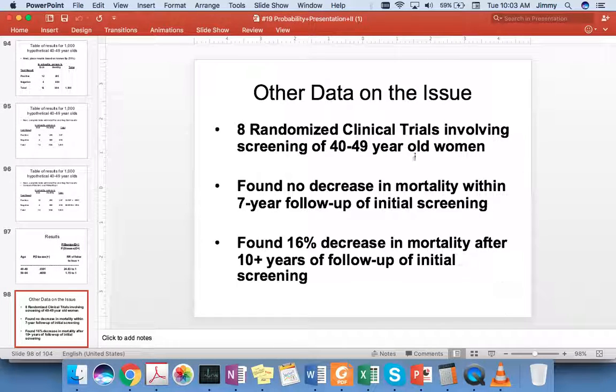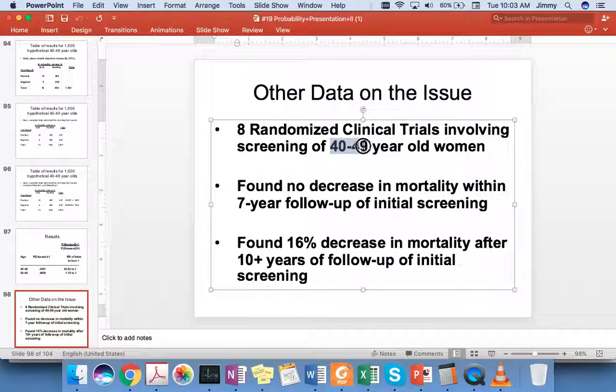So, to wrap up, other data on this issue: 8 randomized clinical trials involving the screening of 40 to 49-year-old women found no decrease in mortality within a 7-year follow-up of initial screening. They found a 16% decrease in mortality after 10 plus years of follow-up of an initial screening.